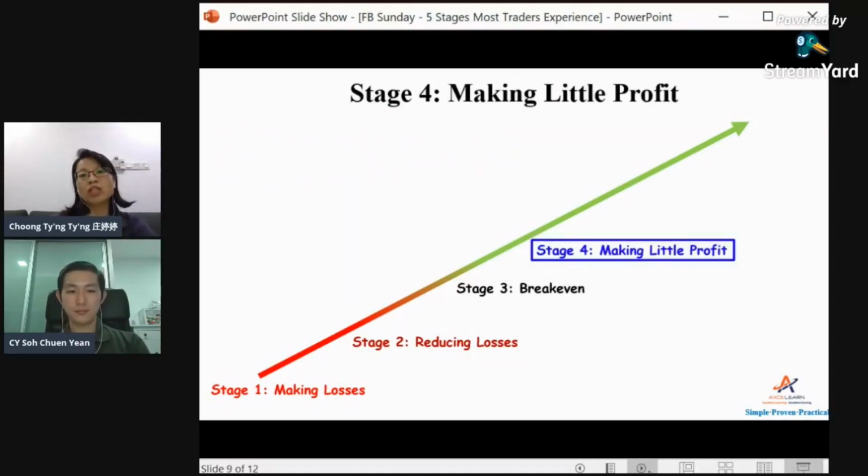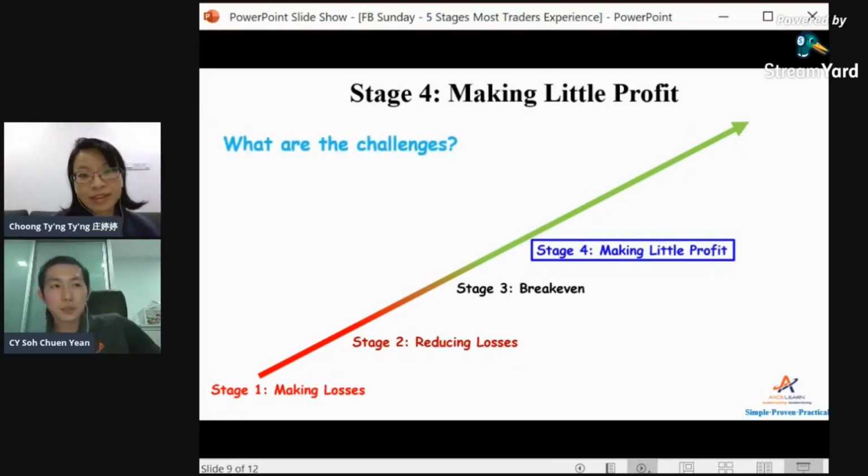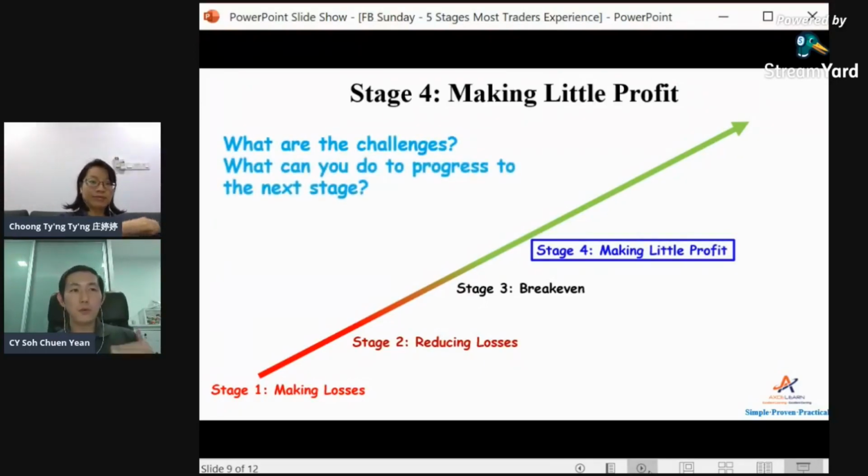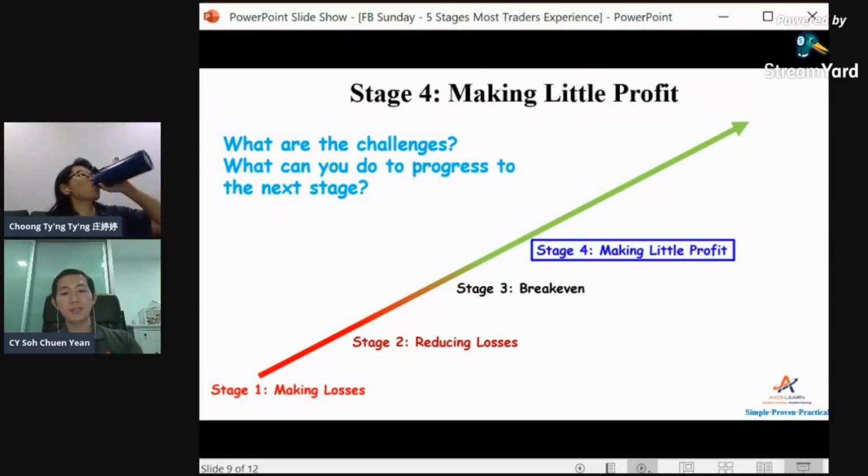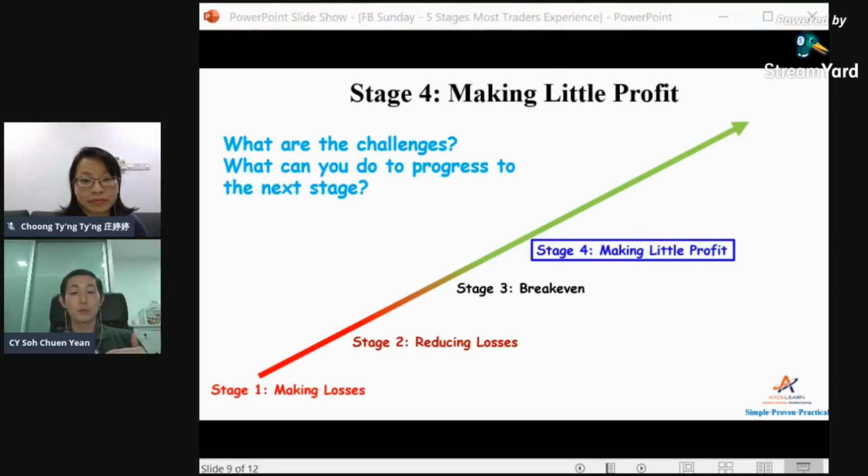Now let's move to stage 4. Maybe CY, you can take over from here for stage 4. Okay, sure. Stage 3 is where you are moving 5 steps forward and 5 steps backwards, so your net position is that there is no progress. Whereas for stage 4, you are moving 5 steps forward and then 4 steps back, which means you're actually 1 step closer to your goals.